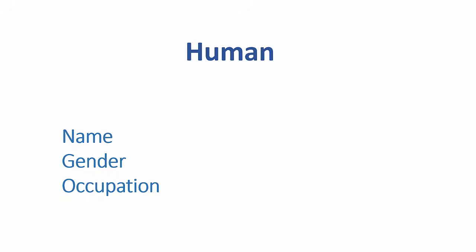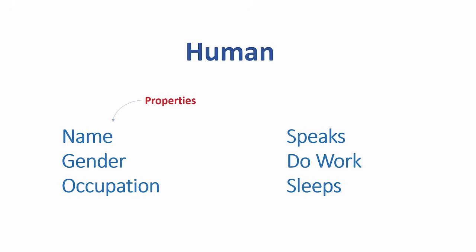When you talk about human beings, every human being has a common set of properties such as name, gender, occupation, etc. Also, every human will be doing some kind of common activities such as speaking, doing work, or sleeping. So the first set that we covered are called properties in the object-oriented programming world, and the activities that a human performs are called methods in object-oriented programming.